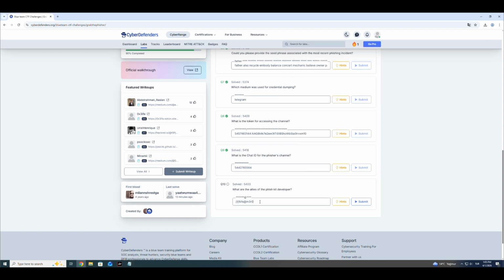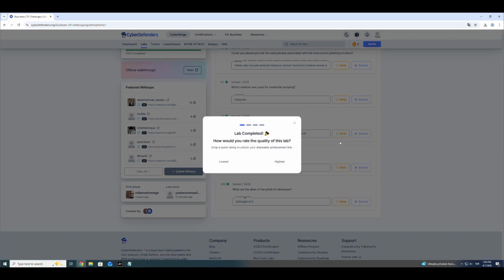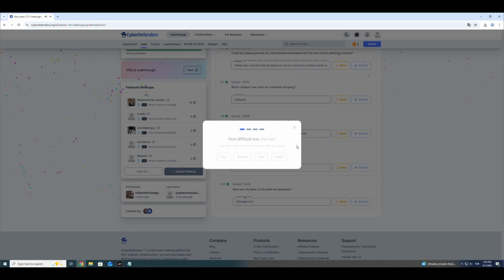Analyzing raw phishing kits is a fundamental skill for any SOC analyst or incident responder.